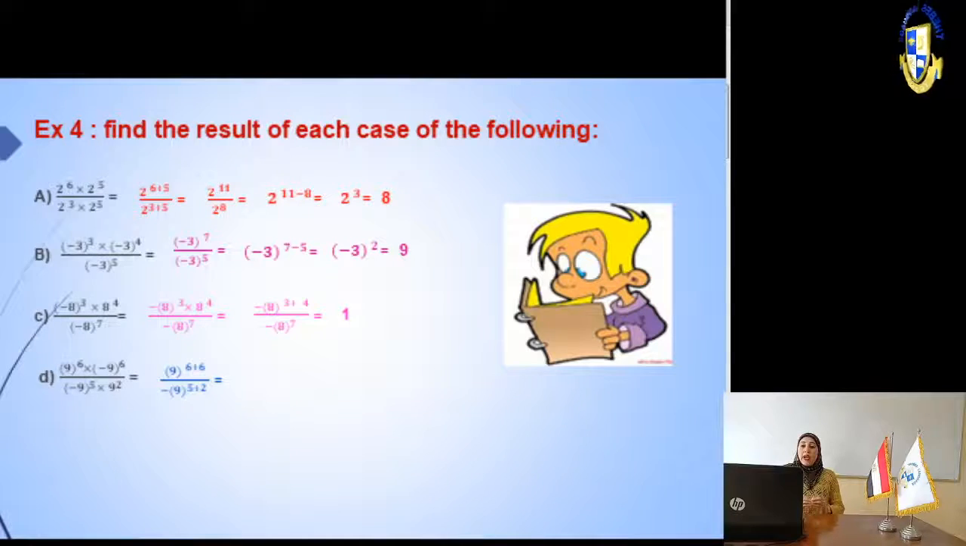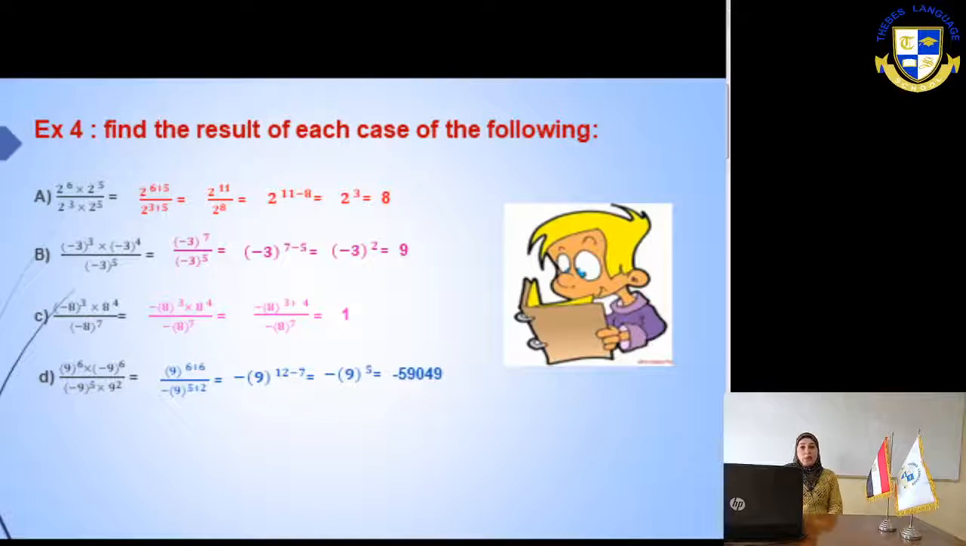Now, I'll make the division, which means I'll subtract the powers. Negative, open bracket, 9 up to power 12 minus 5, minus 7, sorry. The answer will be negative, open bracket, 9 up to power 5. So the final answer here will be negative 59,049.